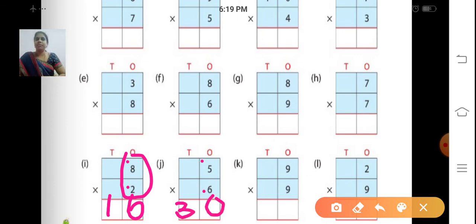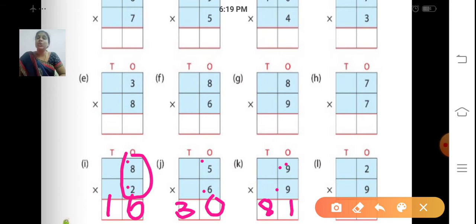5 6s are 30. Next one, 9 9s are. You are going to multiply these two numbers, right? 9 9s are 81. 9 9s are 81.